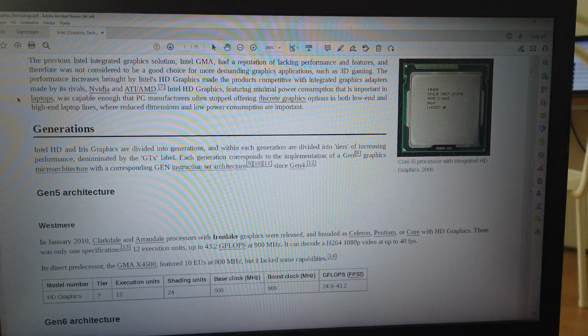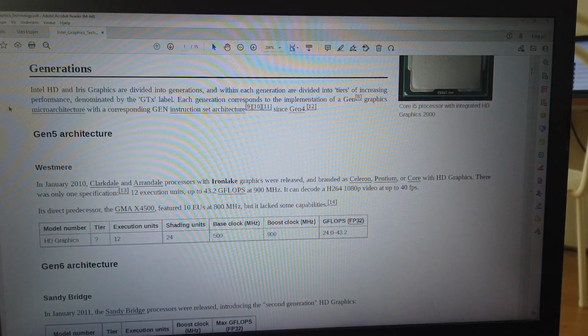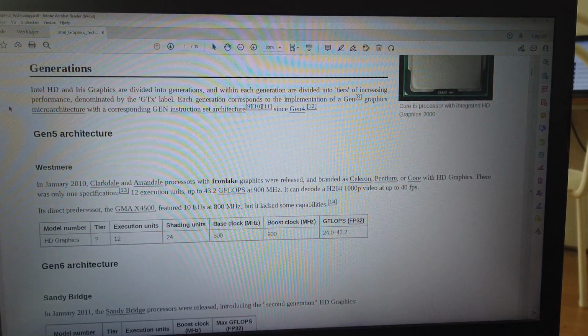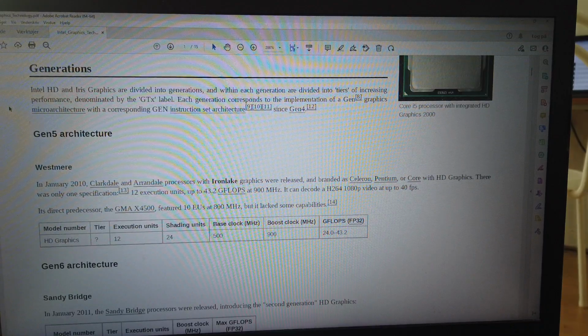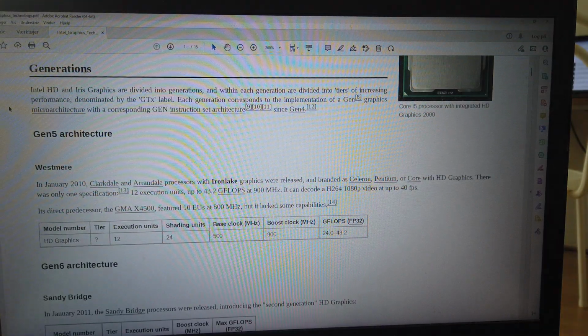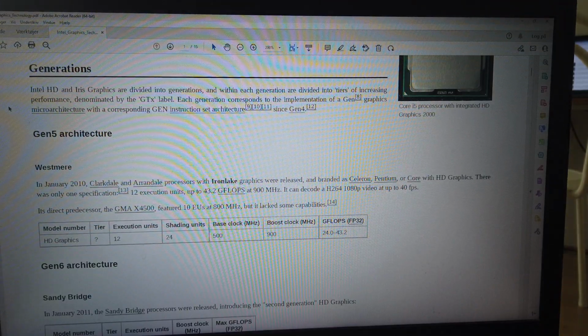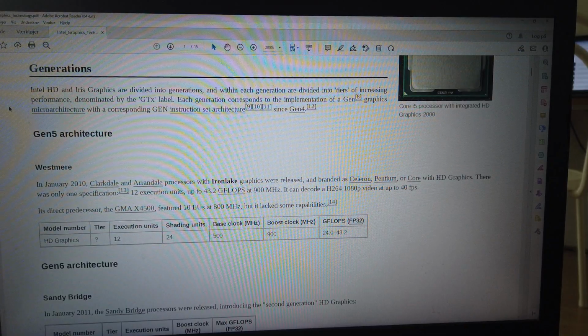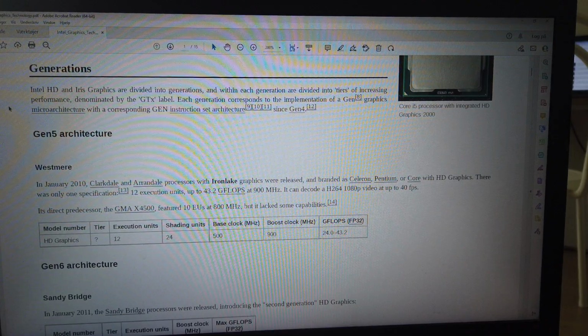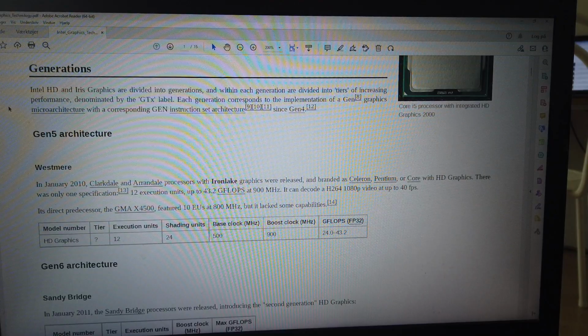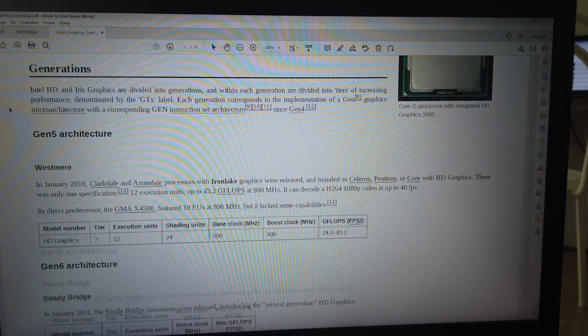Generations. Intel HD and Iris Graphics are divided into generations, and within each generation are divided into tiers of increasing performance, denominated by the GT label. Each generation corresponds to the implementation of a Gen graphics microarchitecture with a corresponding Gen instruction set architecture. Gen 4, Gen 5 architecture. Westmere.